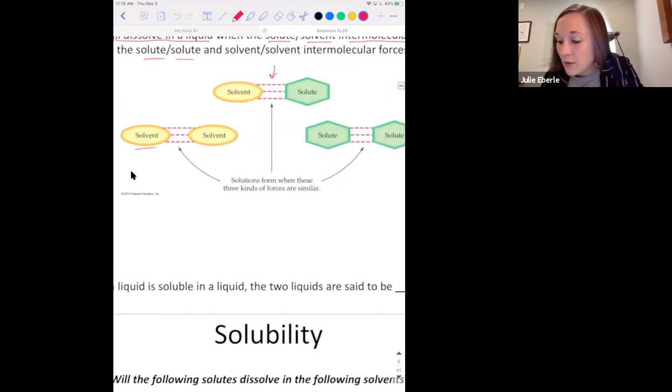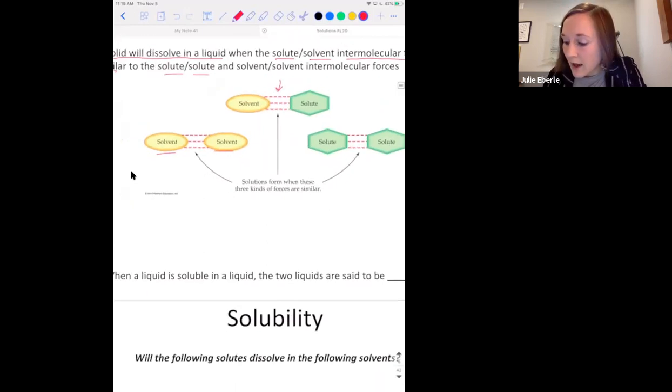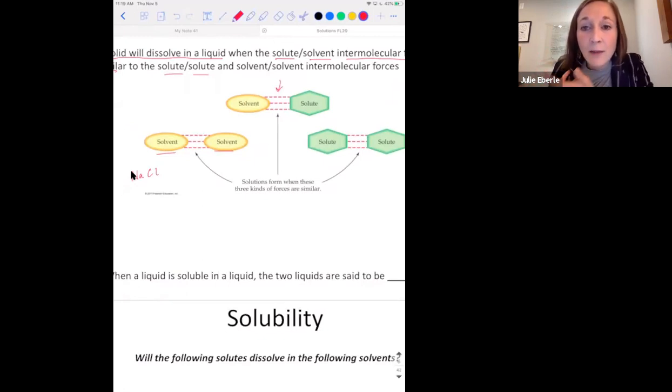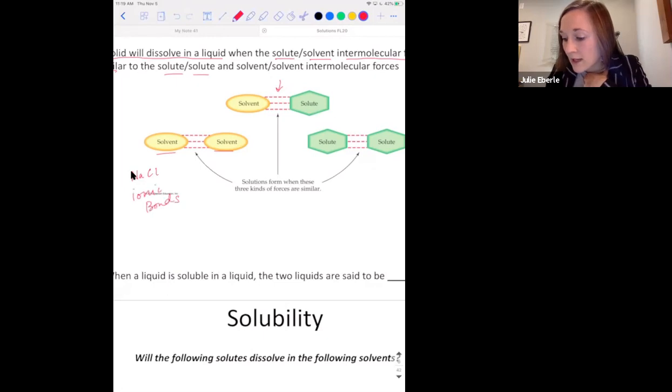Let's say we have NaCl, just sodium chloride. We know salt. Salt is a white crystal, right? If I just have salt, the forces holding salt together are ionic bonds. These ionic bonds, those red dotted lines holding our ions together, are created by a separation of charge. Sodium is the cation, chlorine is the anion.